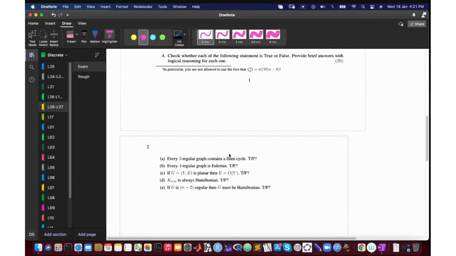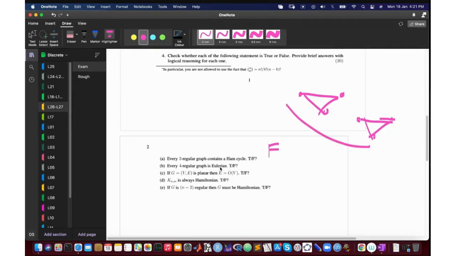So the first part was whether a two regular graph contains a Ham cycle. If it's a two regular graph, you could have two disjoint cycles, right? And this does not contain a Ham cycle, right? So this is purely false. All you needed was to write false and then give me this example.